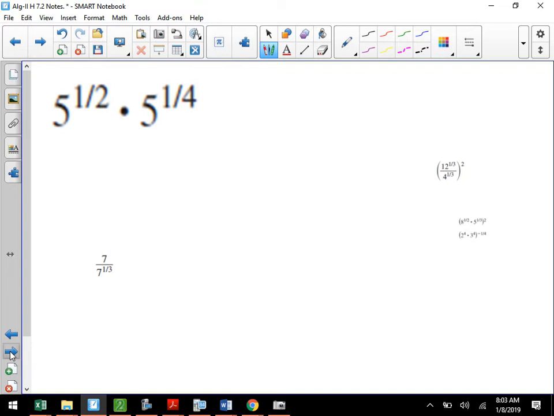5 to the 1/2 times 5 to the 1/4. Are those the same base? Yeah, they both have a base of 5. The base is the value that doesn't have the exponent, what's being raised. So since you're multiplying, that means you have to add the exponents. Well, 1/2 and 1/4, that's fairly simple to get the common denominator. It would be 4, correct? So 2/4 plus 1/4 becomes 3/4. So this would just be 5 to the 3/4.